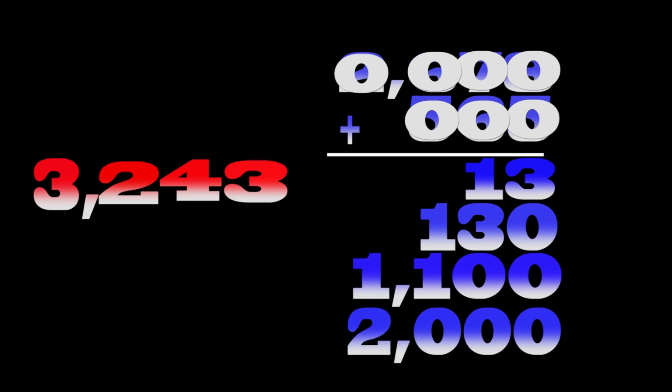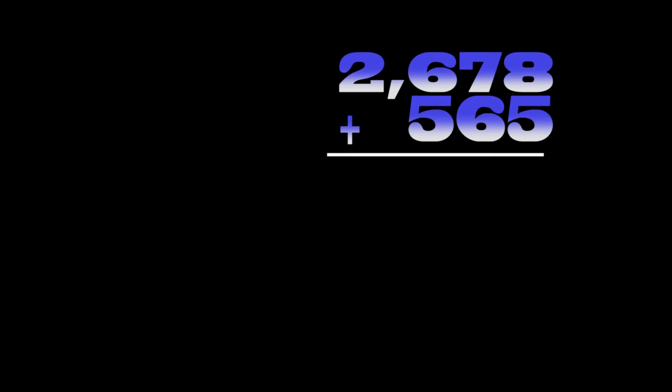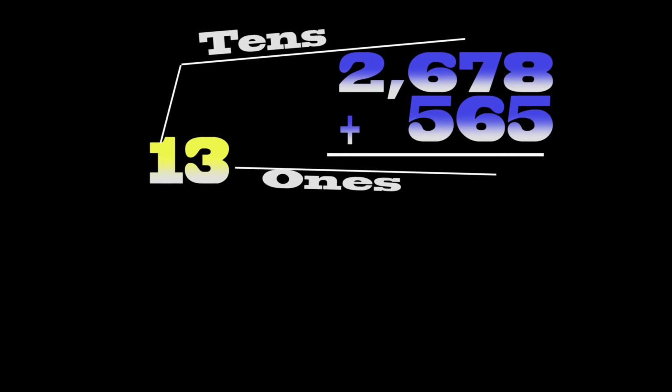You may already know, but there's an easier way to do this problem. The standard algorithm. Let's use the standard algorithm to find the sum of these two numbers. Like before, I start in the ones place. 8 plus 5 is 13. 13 ones. But 13 ones has a 1 in the tens place and 3 ones.